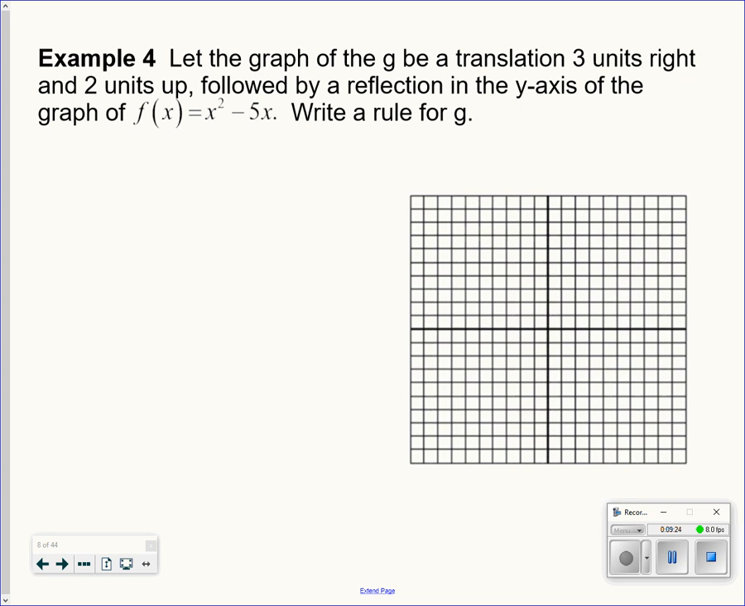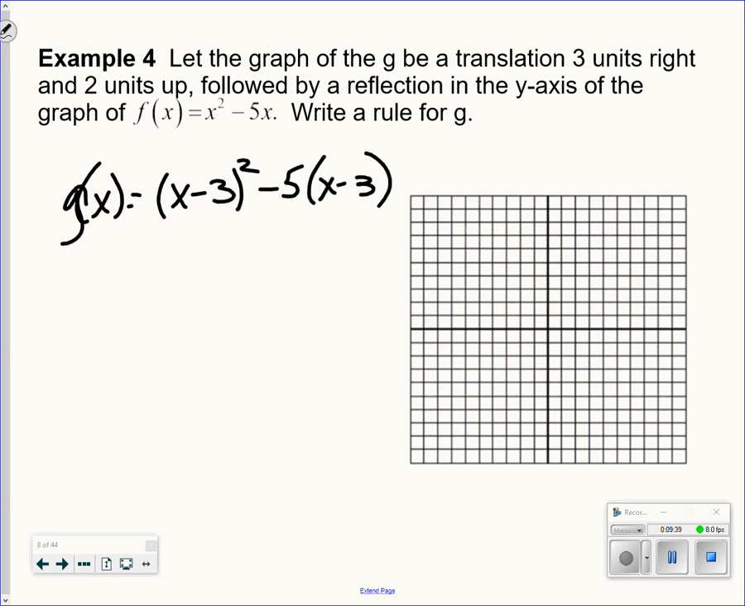So if I'm going to write the G function, and I want it to go 3 units to the right, I need to replace the x's. So there are 2 x's in this case. I need to replace both x's with x minus 3. So again, moving something to the right is inside the parentheses. You're replacing the x with x minus 3. Now, if I want to go 2 units up, then I'm going to add 2 to the entire function. So that is the 3 units to the right and 2 units up.